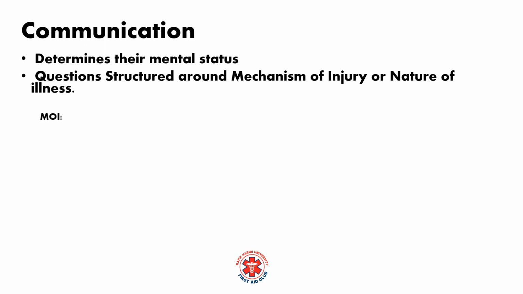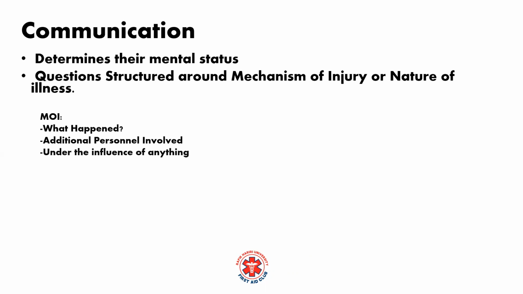So, for the mechanism of injury, the first question we will ask is what happened? Because I want to make sure that the mechanism of injury that injured my patient will not injure me. Additional personnel involved? Is the patient the only one that is hurt, or are there more than two people hurt and some of them went to seek help? Or did someone hurt my patient? I need to know. Are they under the influence of anything?